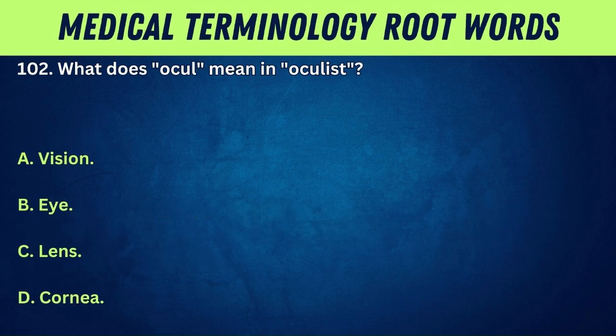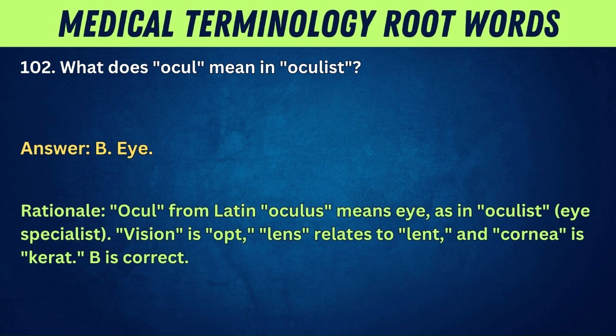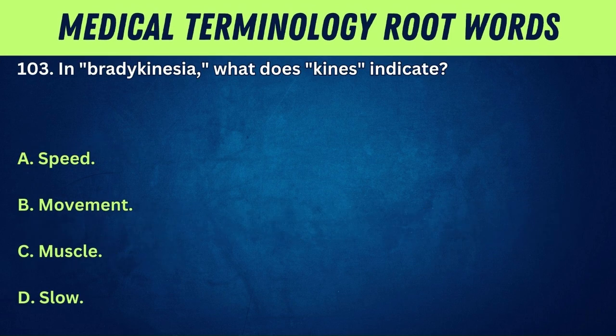102. What does ocul mean in oculist? A. Vision. B. Eye. C. Lens. D. Cornea. Answer: B. Eye. Rationale: ocul, from Latin oculus, means eye, as in oculist, eye specialist. Vision is opt. Lens relates to lent, and cornea is corne. B is correct.